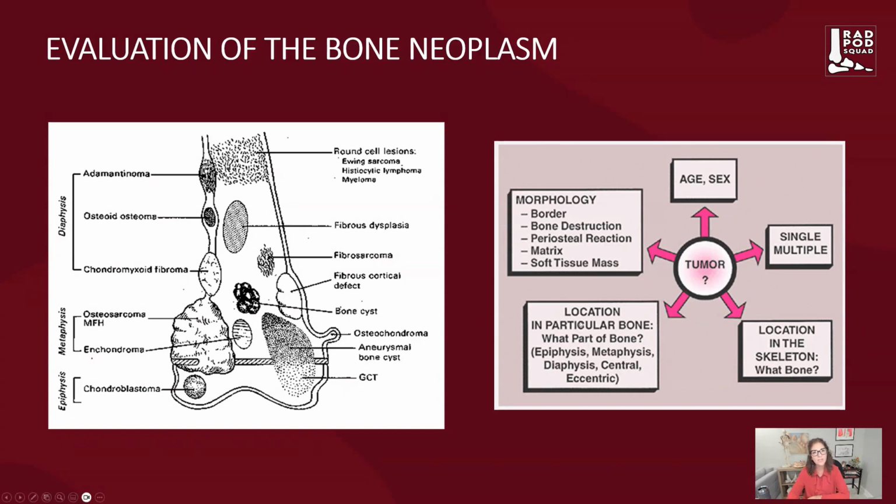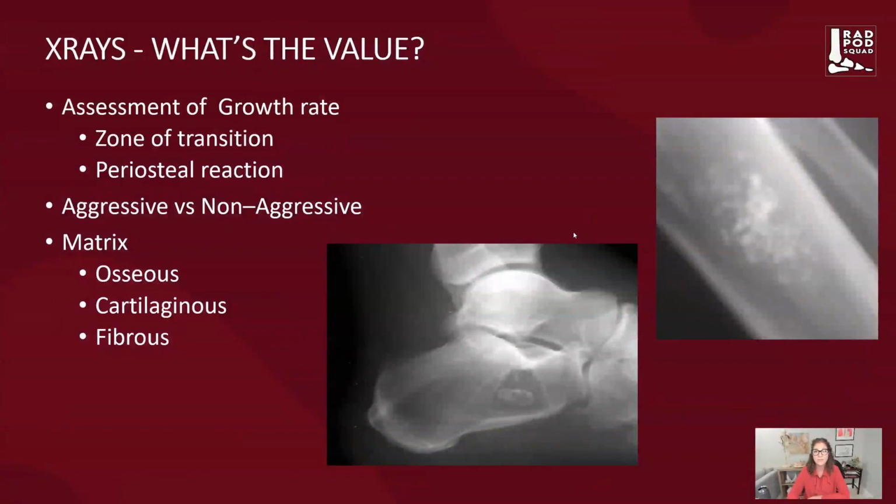And also the location within the particular bone, just as I mentioned, is it extracortical or intraosseous, eccentric? And the morphology, are the borders clearly defined, or is there bone destruction, periosteal reaction, matrix, or an associated soft tissue mass? All of these features we'll take into account when we assess whether or not there's a bone tumor that needs further workup.